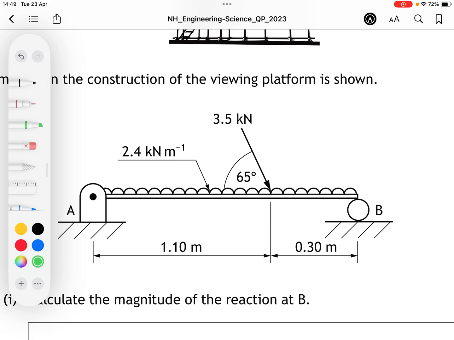We want to find out our reaction force at B here, which means that we're going to treat A as though it's a pivot point. We've got a uniformly distributed load, some people call that a UDL, and we've also got an angled force here, a load of 3.5 kilonewtons at 65 degrees, and we're given our measurements.